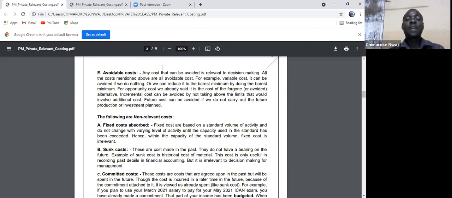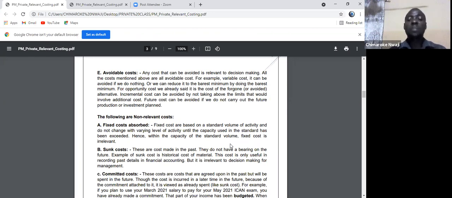Now we also have avoidable costs. Any cost that can be avoided is relevant to decision making. So all the first four costs that we have described above are all avoidable. For example, we said variable costs can be avoided because if we do nothing, we will spend nothing. And so if we do nothing, we have avoided variable costs.